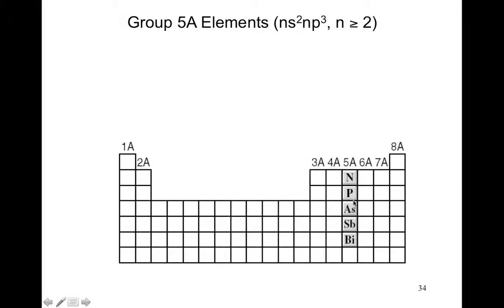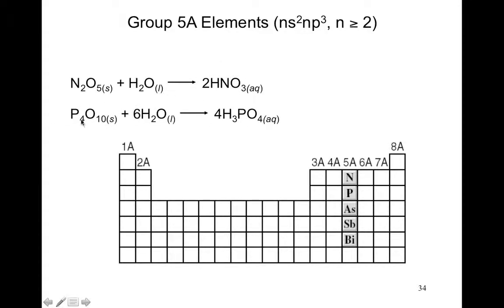So go to group 5: nitrogen, phosphorus, arsenic. And we see that they will react with liquid water, but not just regular nitrogen. We actually need oxides of these, which we can make. Nitrogen oxides and phosphorus oxides, we can make those, and those will react with water to make acids. So that's kind of cool. Here's a phosphorus oxide with water making acids.